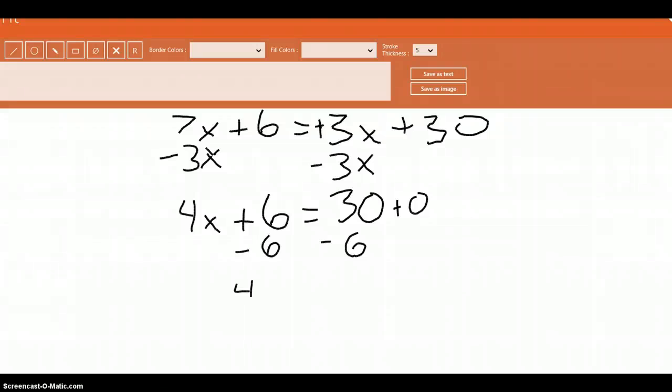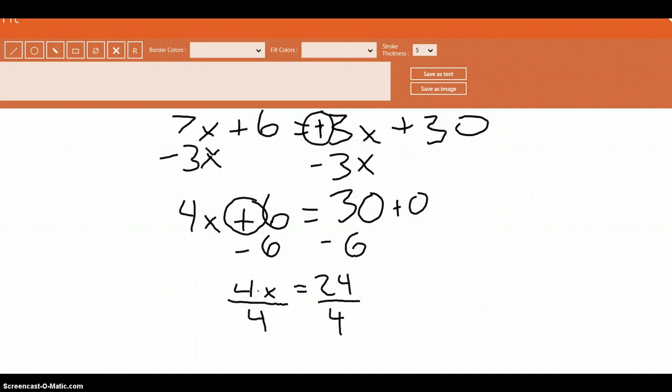So now we're left with 4x equals 24, because we subtracted 6 from 30, which gave us 24, and 6 minus 6 is again 0. In the previous steps, we were undoing addition, the plus symbol there and the plus symbol here. Now our 4 is being multiplied by x, so in order to undo multiplication, we divide. So I'm going to divide both sides by 4.